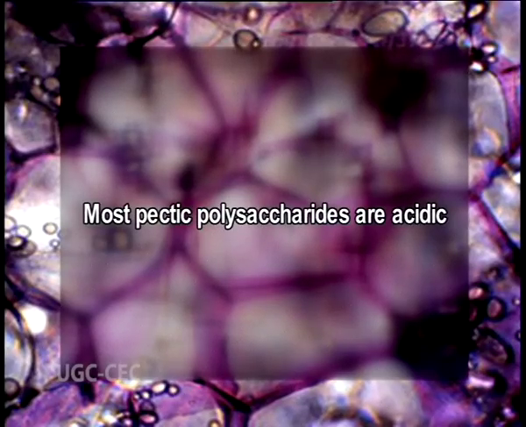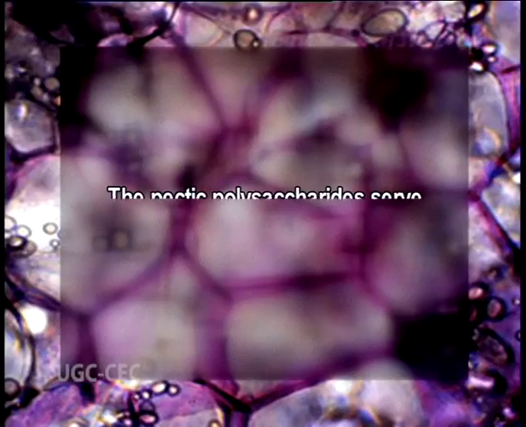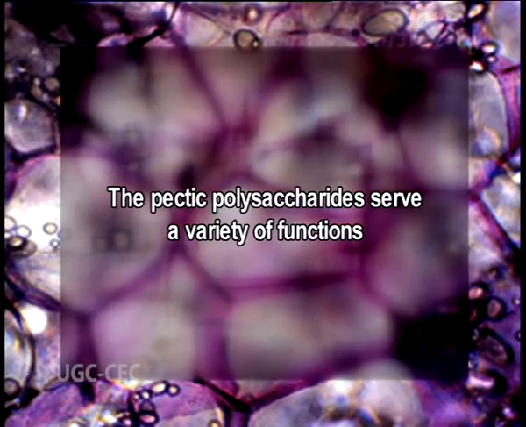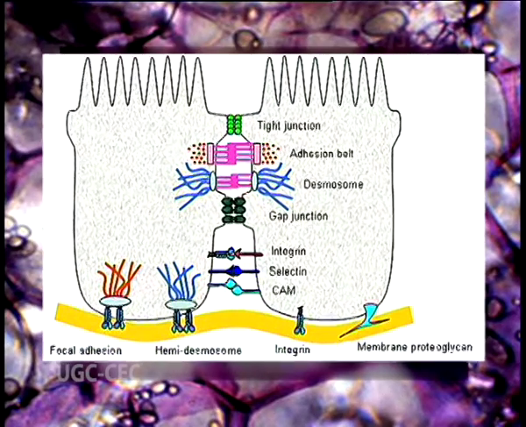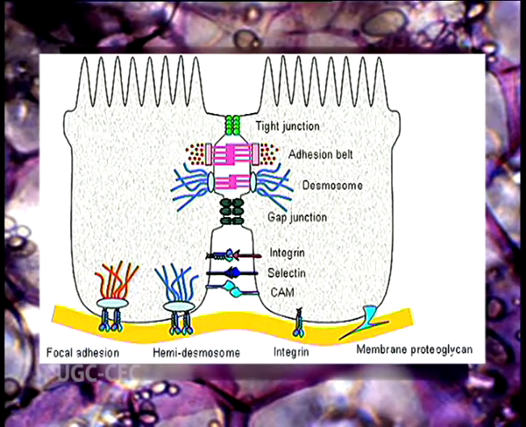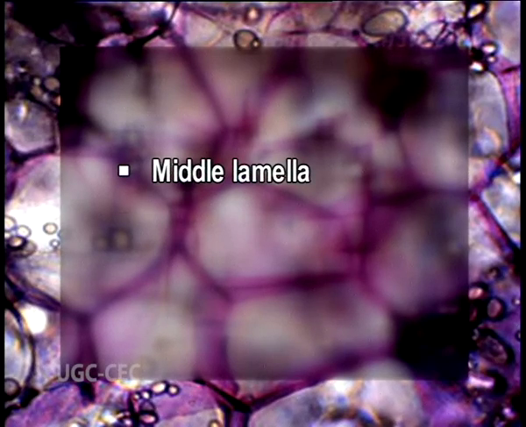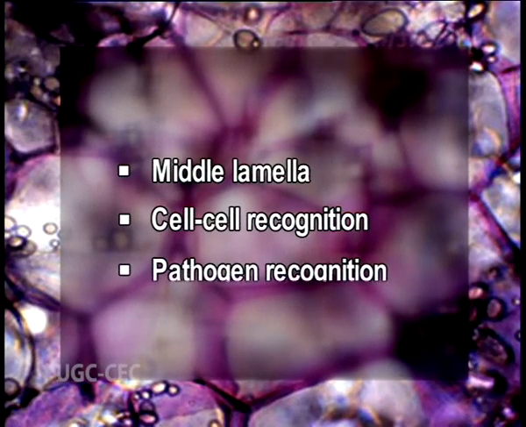They form gels that are used in jelly making. Although most pectic polysaccharides are acids, others are composed of neutral sugars including arabinans and galactans. The pectic polysaccharide serves a variety of functions including determining wall porosity, providing a charged wall surface for cell-cell adhesion, or in other words, gluing cells together, that is the middle lamella, cell-cell recognition, pathogen recognition, and others.